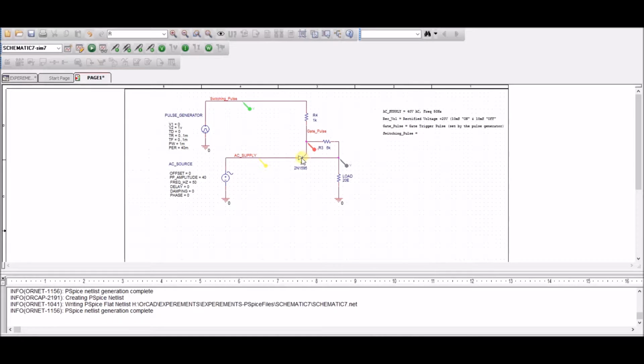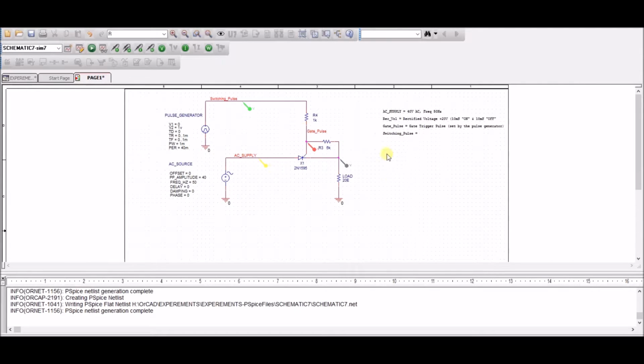As you can see here, this is the symbol of an SCR or a thyristor, and this part is similar to a diode but with an additional pin called the gate. So this is the anode, this is the cathode, and this is the gate. Ideally, current passes from the anode to the cathode if the gate is triggered with sufficient voltage and current.